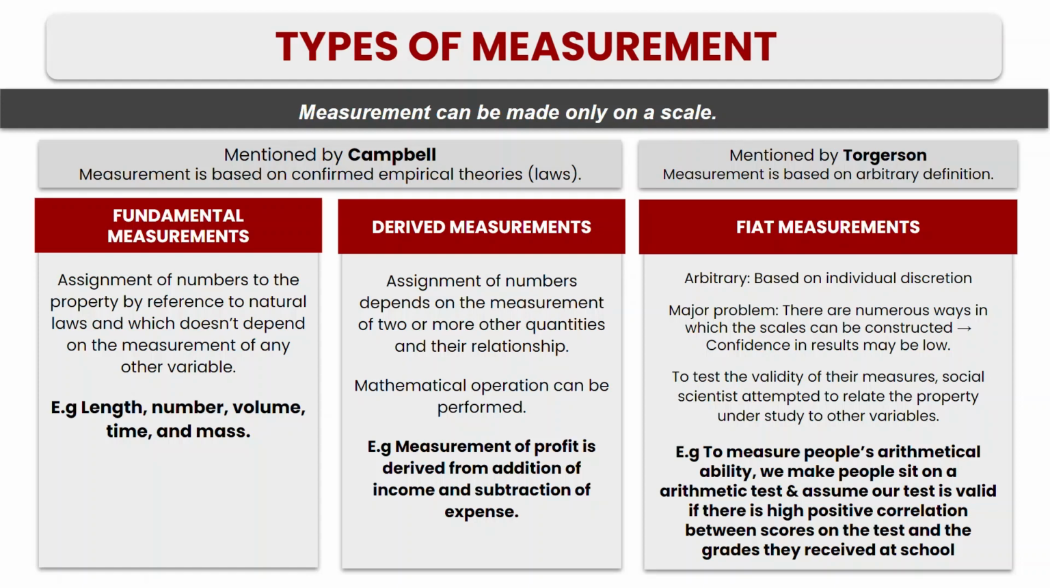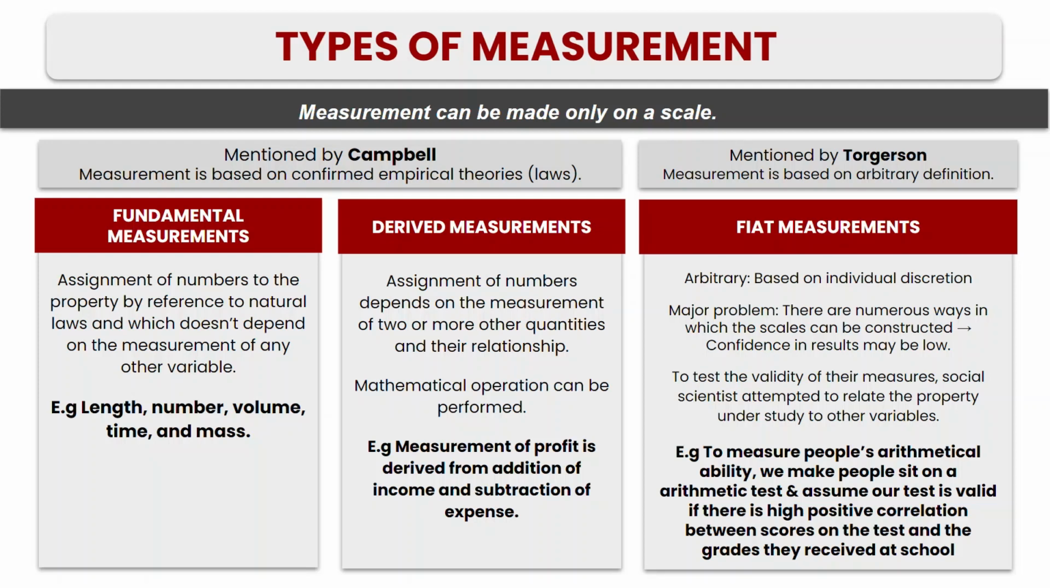Torgerson also argues that if Campbell's type of measurement is based on confirmed theory, then the measurement of profit should not be considered as one, since you can't measure profit directly, but instead you assume that it comes from income minus expense. The major problem that might arise from the fiat measurement is that there are numerous ways in which the scales can be constructed, and therefore the confidence level in the result might be low.